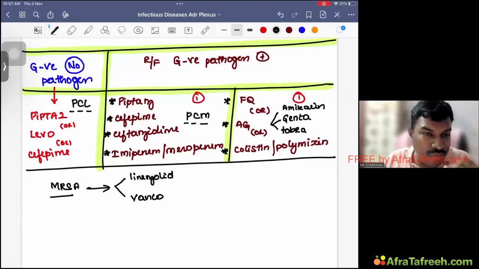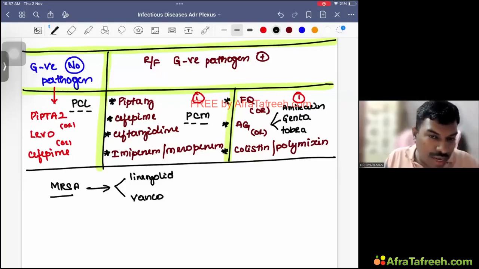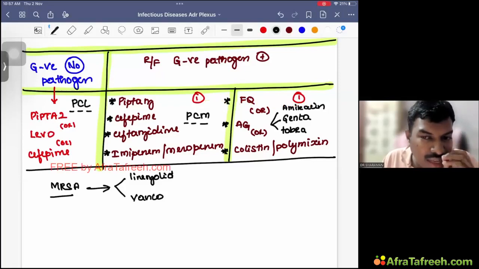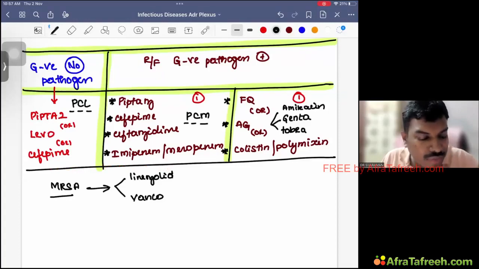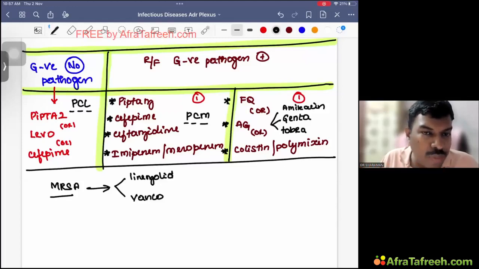If the patient has risk factors, like any hospitalization or any antibiotic therapy in the past, then the patient is considered to have risk factors for gram negative organisms. Whenever those risk factors are not there, you consider the patient as having no risk factors. Whenever there are no risk factors, you go for PCL.